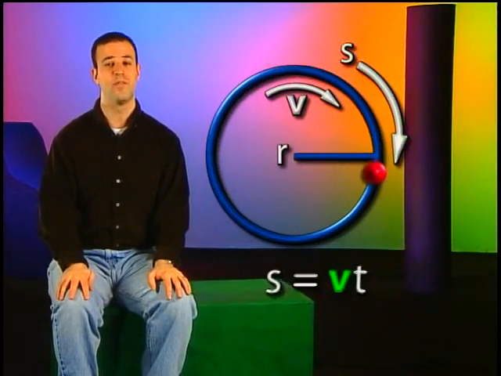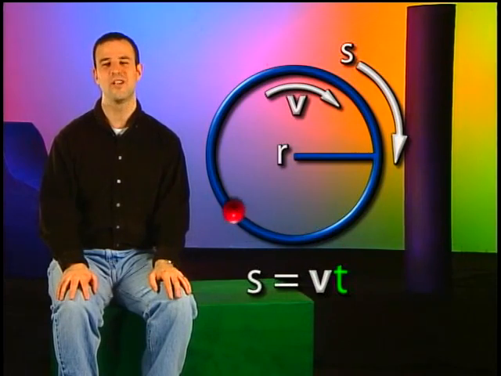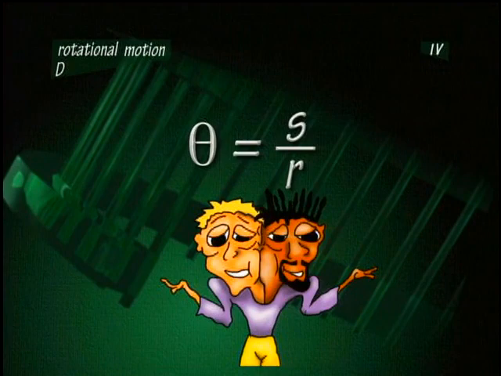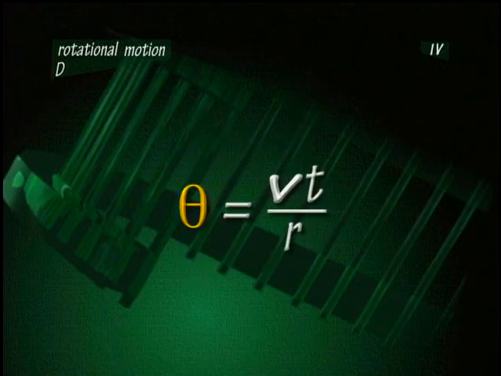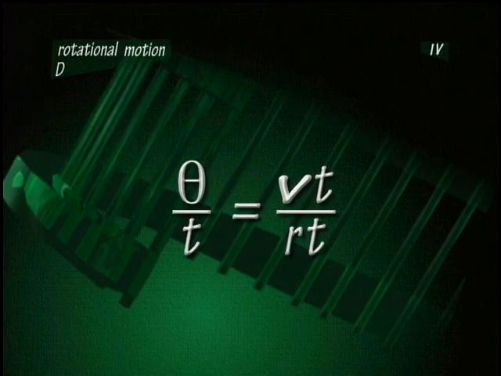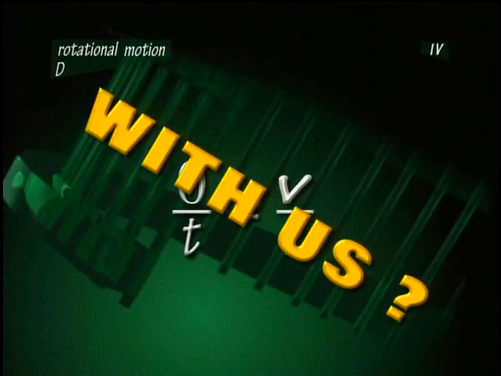If an object is moving with uniform speed, v, in a circle with radius r, then the distance, s, that the object travels is v times t. So let's see what we can do with this information. Theta equals s over r. We showed you that equation a while ago. We also know that s equals vt. If we substitute vt for s, theta equals vt over r. Now, dividing both sides by t, we have theta over t equals v over r, because the t's cancel on the right. Okay, are you with us so far?